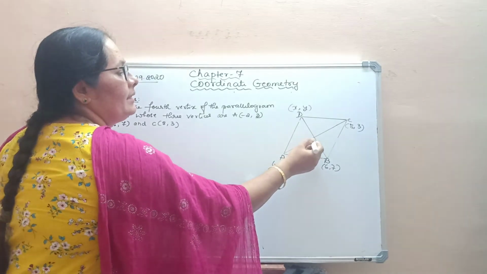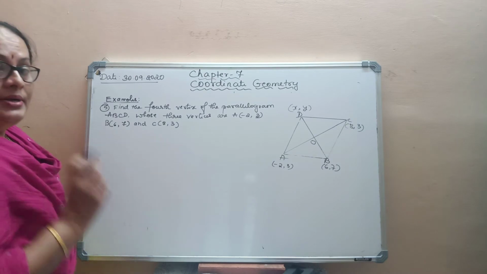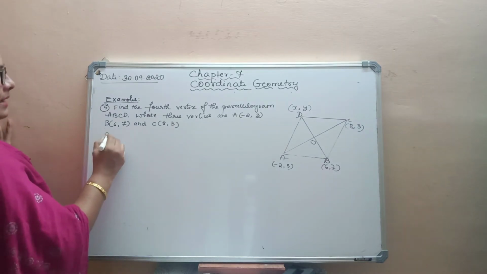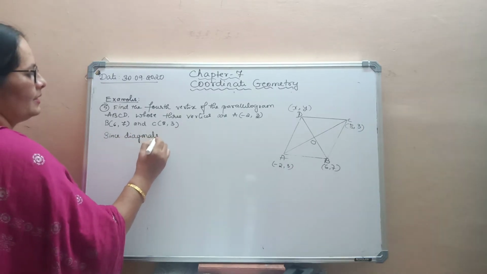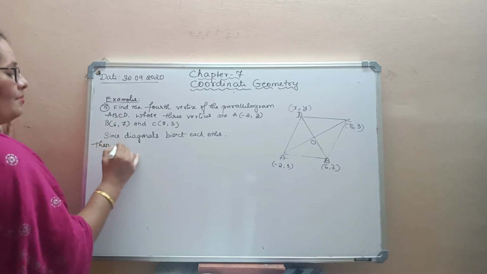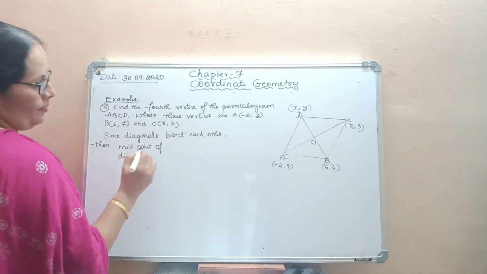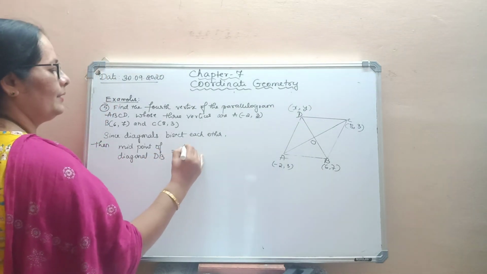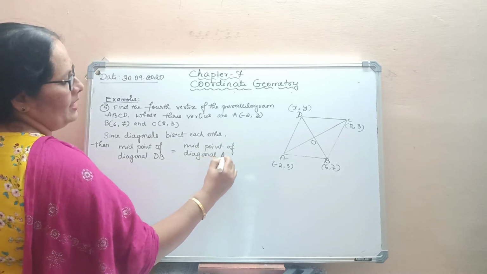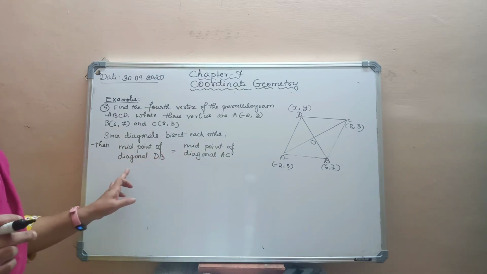How will you find the fourth vertex? Which property of this parallelogram can be used? That is, diagonals bisect each other. Since diagonals bisect each other, the midpoint of the diagonal DB is equal to the midpoint of diagonal AC. Midpoint of the diagonal AC is equal to the midpoint of the diagonal BD.